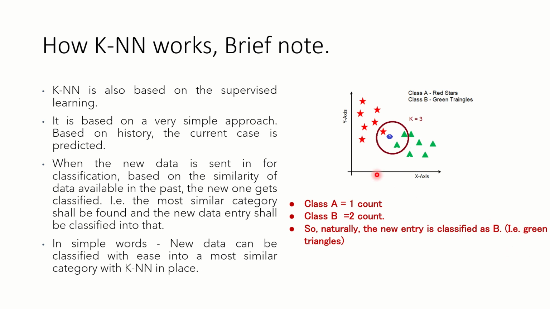And here you can see that I have given a very simple example. Class A is red stars, class B is green triangles, and whenever there is a new entry, I'll see. Now this new entrant is having 1 red star and 2 green triangles. So which is quite obvious. Naturally, the new entrant is classified as the green triangles. That's it. That's very simple. So history will help me in deciding what is right and what is wrong. I can classify easily through the historical references.